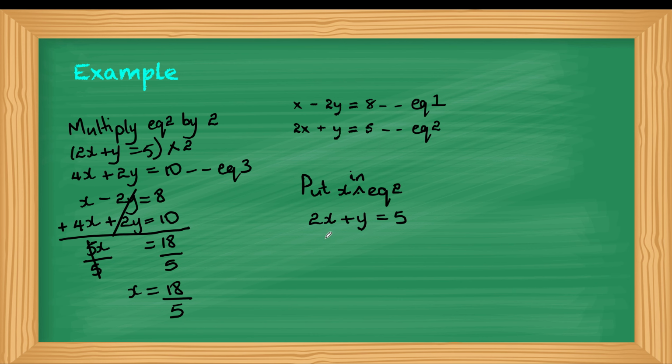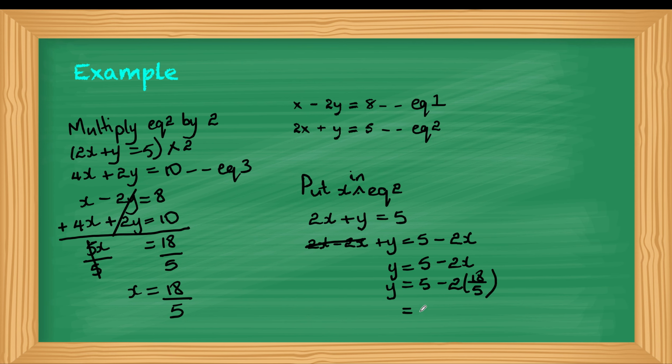So we need to get y by itself. Because 2x is being added, to get rid of it, we'll have to take away 2x on both sides. So I'll take away 2x over here and I can get rid of this. So now I have y, which is equal to 5 minus 2x. But remember, wherever I see x, I have every right to put 18 over 5.